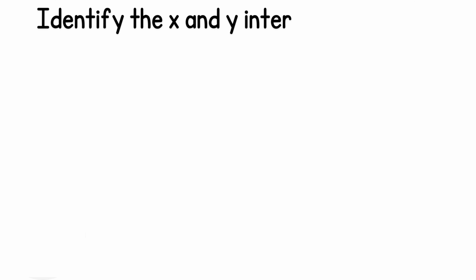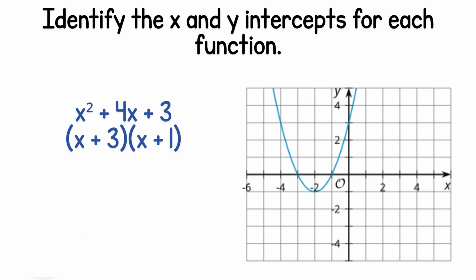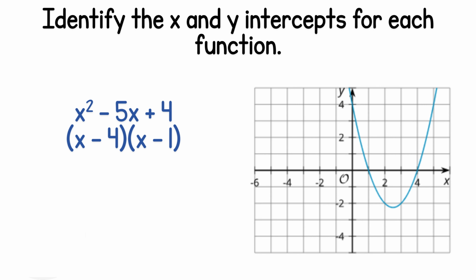In this example, we're going to identify the x and y intercepts for each function. Our first example in standard form is x² plus 4x plus 3, and in factored form, it's x plus 3 times x plus 1. So if we look at the graph, we can see that our y-intercept happens at 0, 3, and our x-intercepts happen at negative 3 and negative 1. In our next example, x squared minus 5x plus 4 is in standard form, and in factored form, it's x minus 4 times x minus 1. We can see the y-intercept happens at 0, 4, and the x-intercepts happen at 1 and 4.